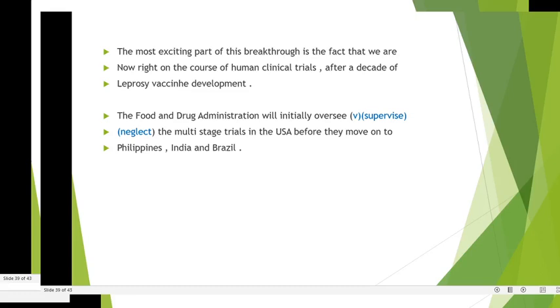The Food and Drug Administration will initially oversee the multi-stage trials in the USA before they move on to Philippines, India, and Brazil.